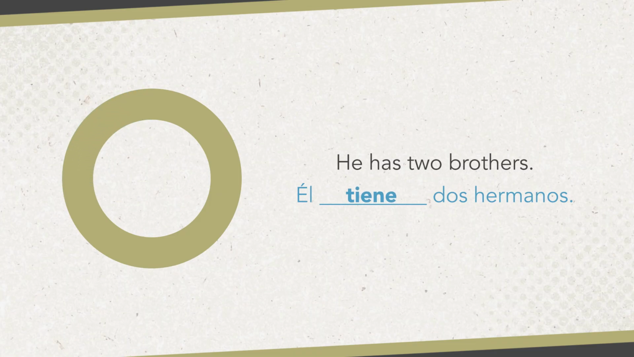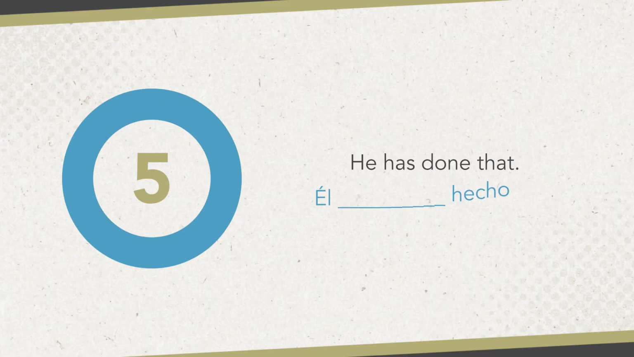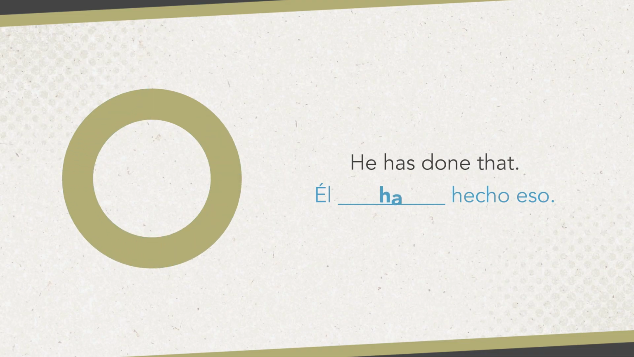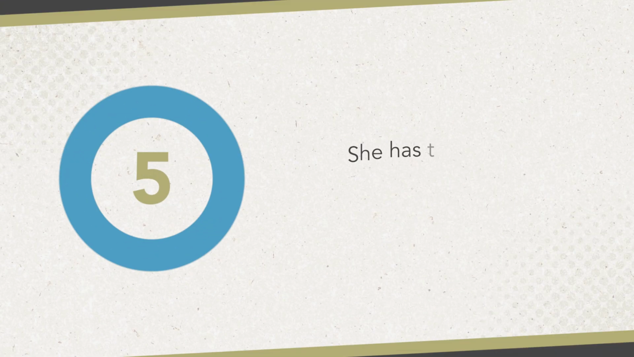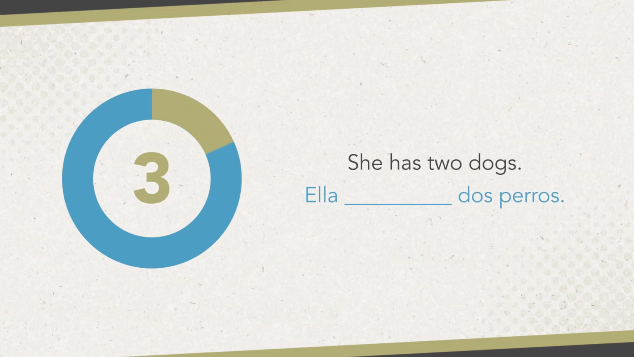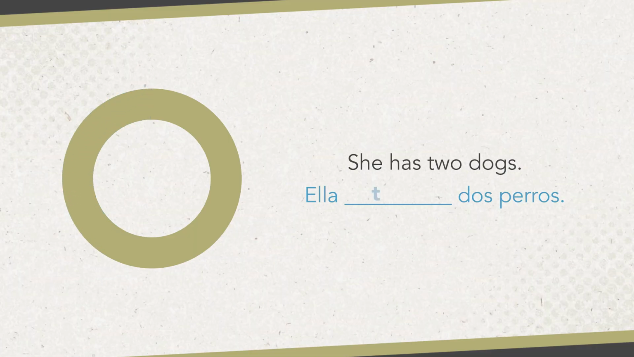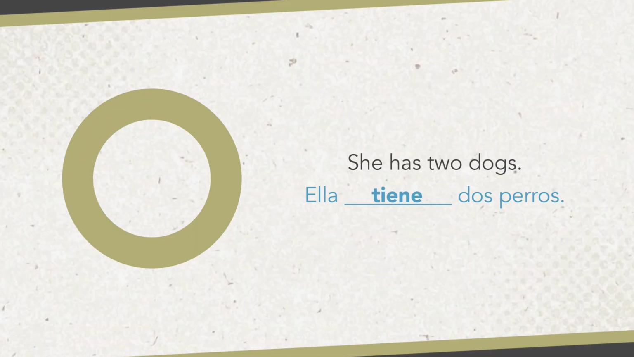Él tiene dos hermanos. He has done that. Él ha hecho eso. She has two dogs. Ella tiene dos perros. These might feel tricky, but it will become automatic over time if you keep practicing switching between tener and haber. Alright, let's keep going and learn some more conjugations of haber.